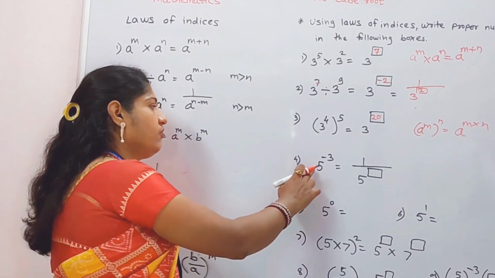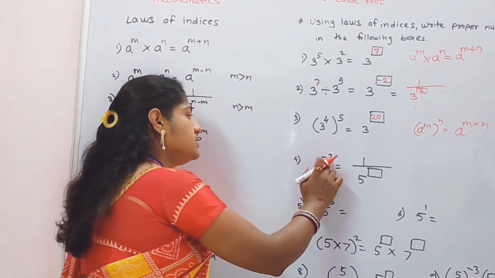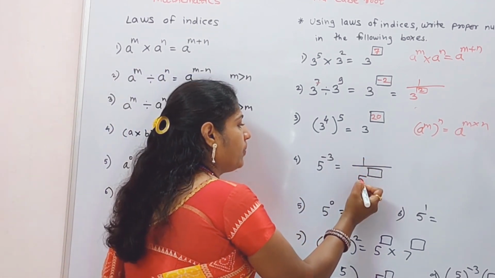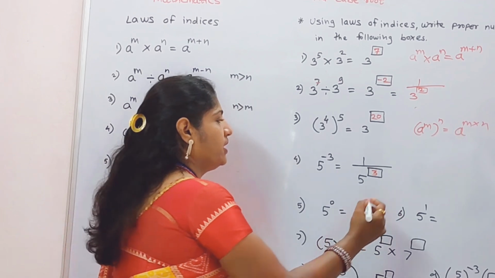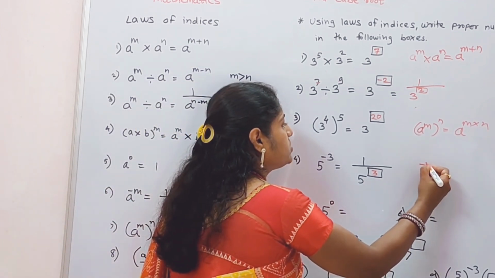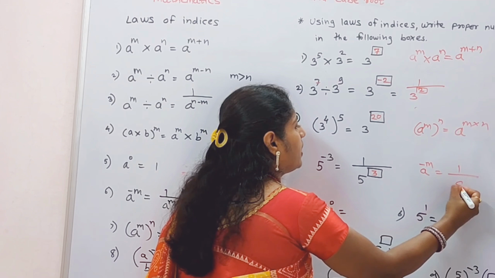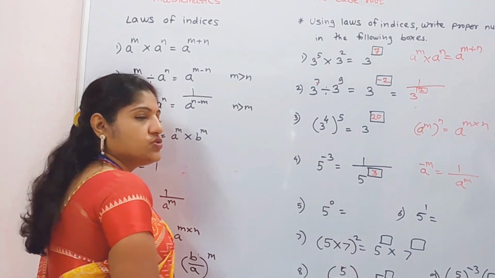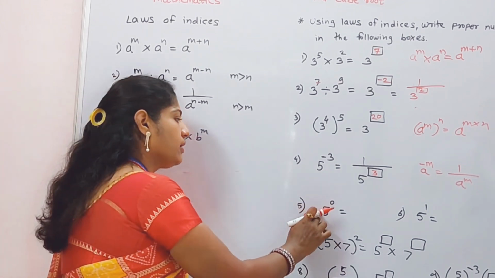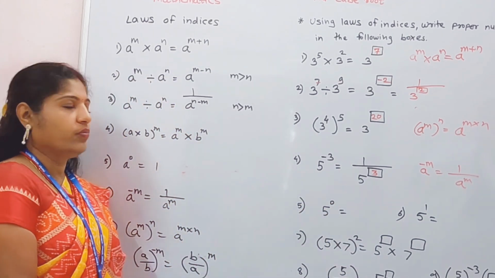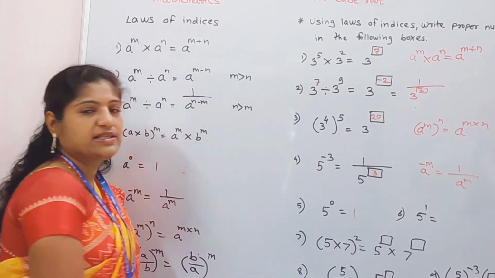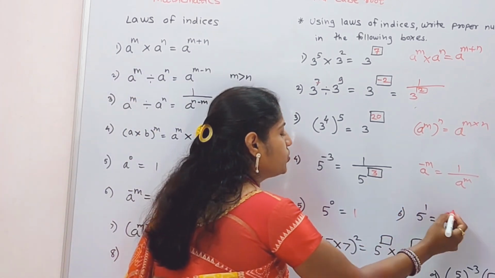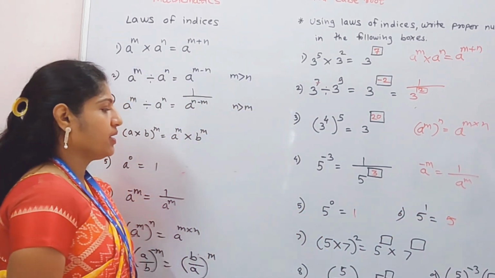Fourth number, 5 raised to minus 3. Here is the negative index and we want it positive. So we write 1 upon 5 raised to 3. And we use the law a raised to minus m equal to 1 upon a raised to m. 5 raised to 0. Any number with index 0, the answer is always 1. A raised to 0 equal to 1 and 5 raised to 1, that is 5.